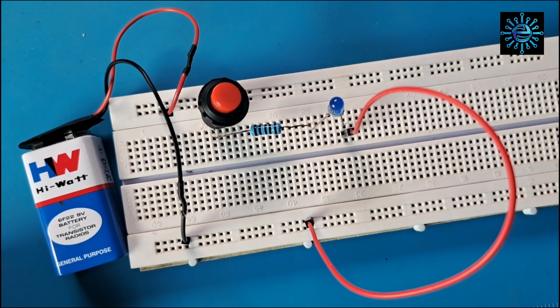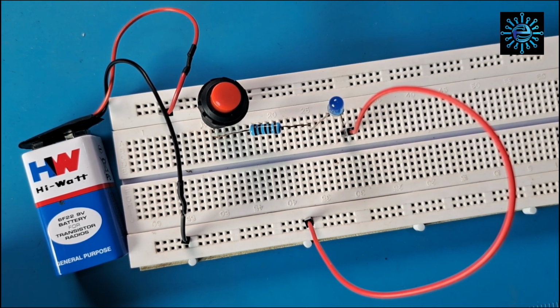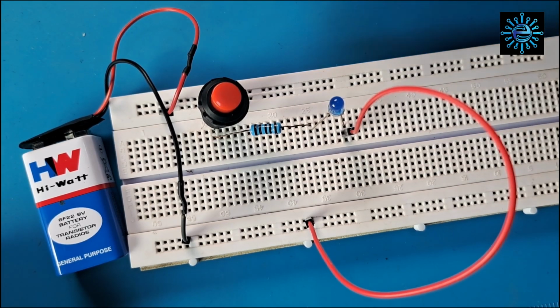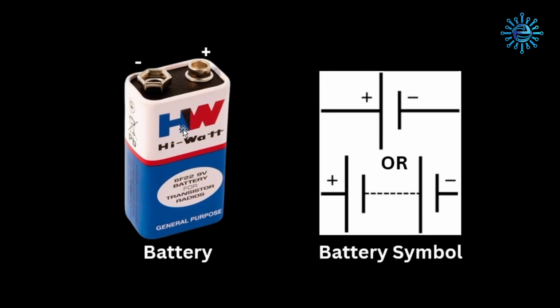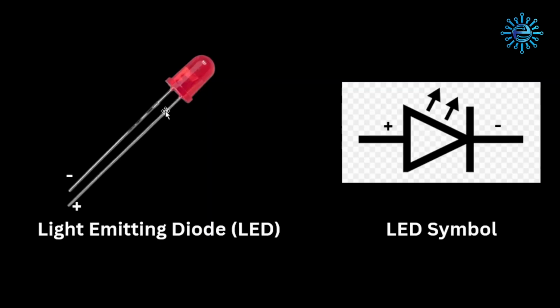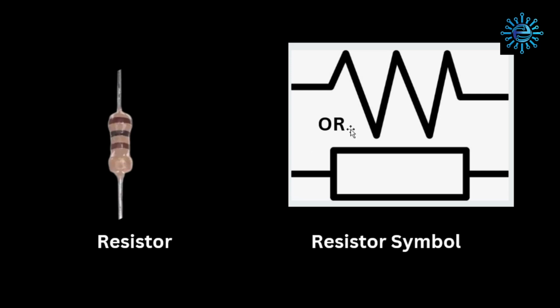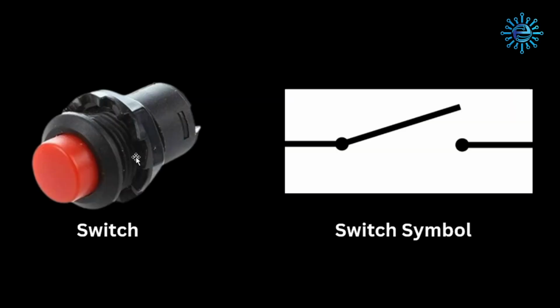Before we build the circuit, let's quickly look at how these components are represented in circuit diagrams. In electronics, we use symbols to represent components. This is a battery, and these are the symbols we can use to represent a battery. This is an LED or light emitting diode, and this is the symbol of a light emitting diode. This is a resistor, and these are symbols we can use to represent a resistor. This is a switch, and this is the symbol of a switch.